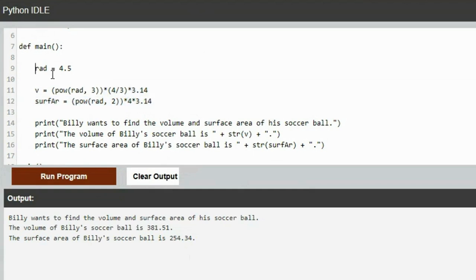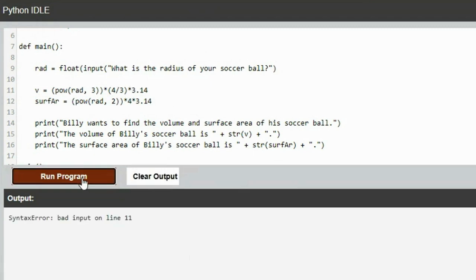This should have been radius equals, could be float, input. What is the radius of your soccer ball? Quote, parentheses, and you wouldn't put the 4.5. So when you run it, oh, I got a bad input somewhere. So I'm wondering if this has to be declared as a float, which means this one probably had to be declared as a float.